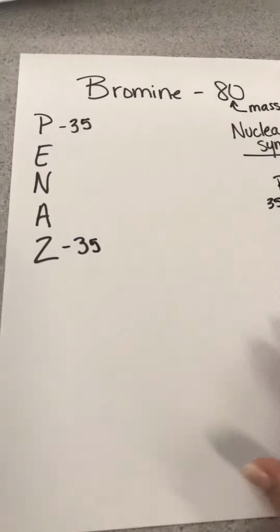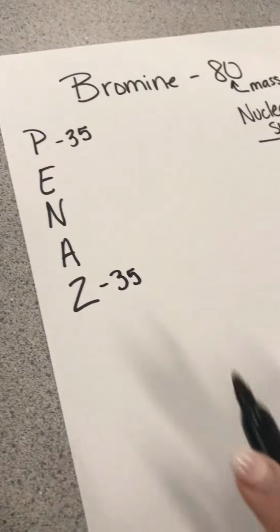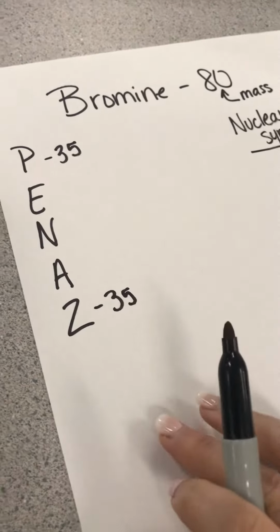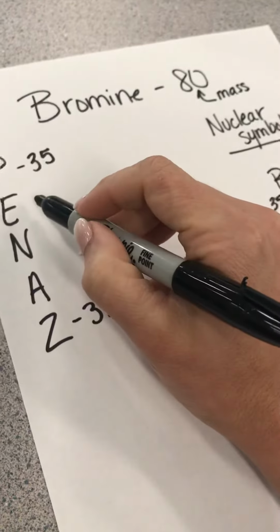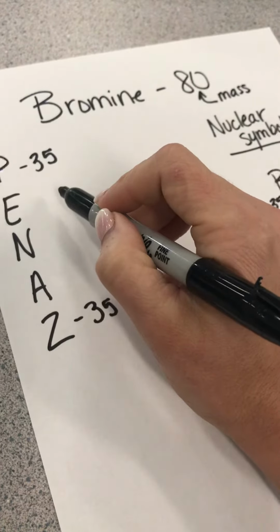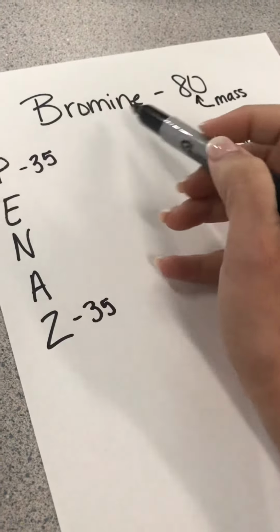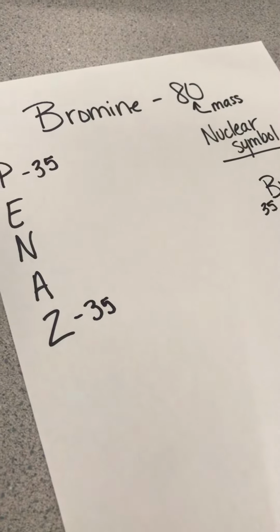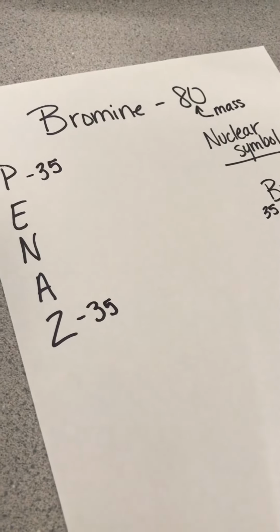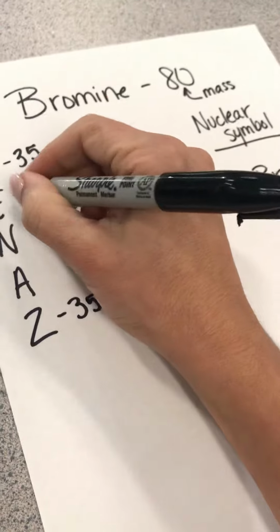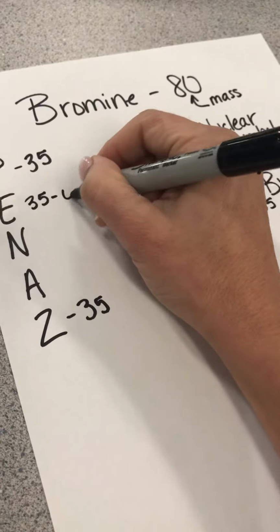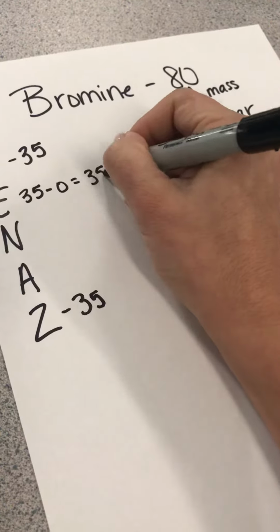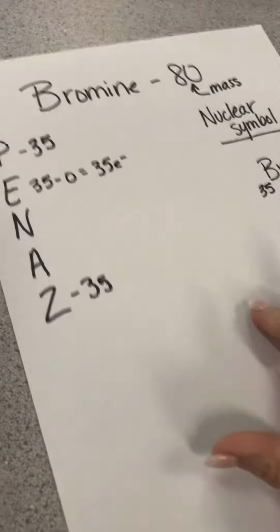So far we know how many protons we have. Now we need to figure out electrons. So remember, the easiest way to figure out electrons is protons minus charge. So does it say anything about bromine having a charge? No. So if it doesn't say anything about bromine having a charge, then we assume that the charge is 0. So 35 protons minus a charge of 0 equals 35 electrons also.